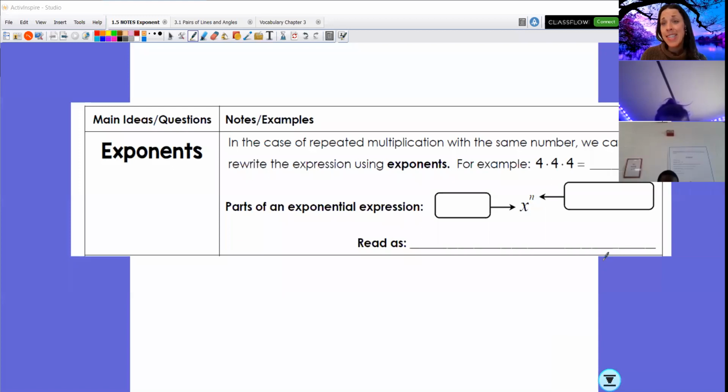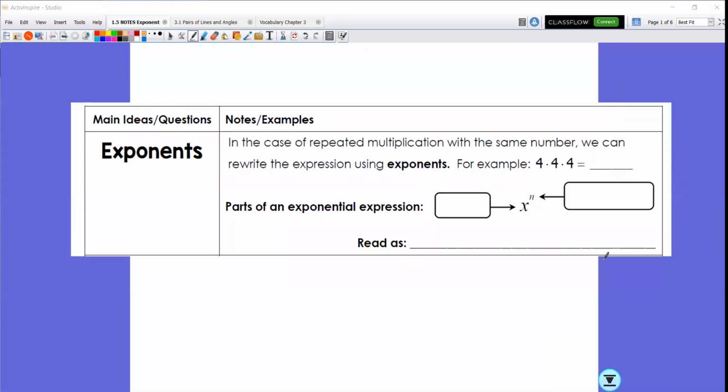And let us begin. All right, so this is technically section 1.5 from my unit one. We are talking about exponents. Here's just kind of an example. In the case of repeated multiplication with the same number, we can rewrite the expression using exponents. Here is my example: 4 times 4 times 4 can be written as 4 to the 3rd power.